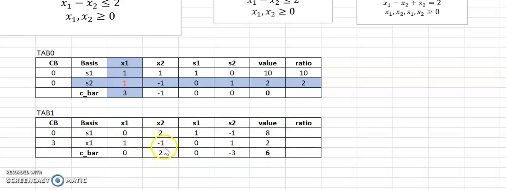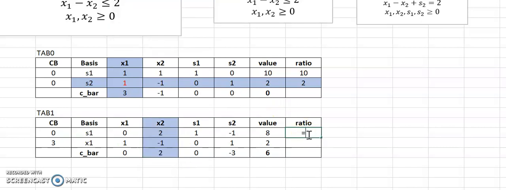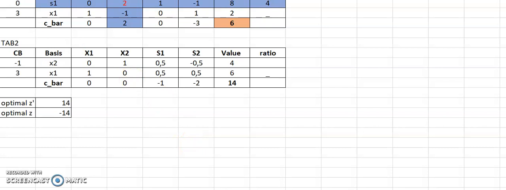So x2 is going to be our entering variable for the next iteration. As usual, we calculate the ratio. We don't put anything here because we have a negative number. So S1 is going to be the exiting variable. So from here on, we're going to be doing the exact same thing we did in the previous iteration. So this is tab 2. As you can see in the C-bar row, we only have zeros or negative numbers. So we have reached optimality, and the objective value is 14.